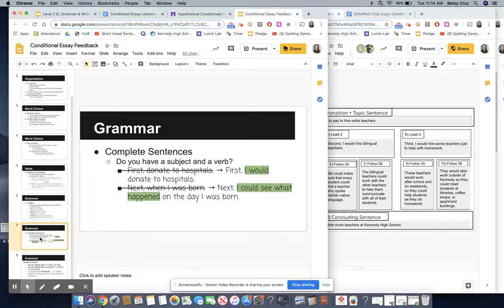Here's another example. Next, when I was born. This sentence needs to have more to be complete. So we could change it to something like, next, I could see what happened on the day I was born. In this one, it does have a subject and a verb, I was, for when I was born, but because it has when, that's a subordinating conjunction. So it's a dependent clause, and dependent clauses need to be connected to an independent clause.